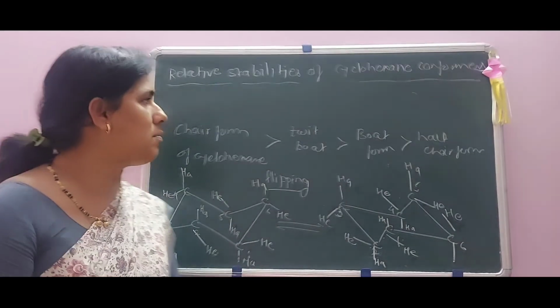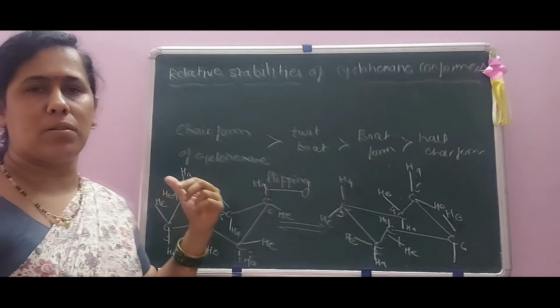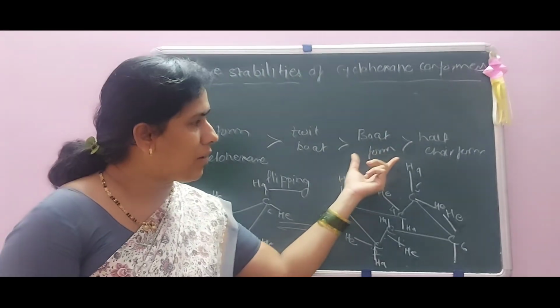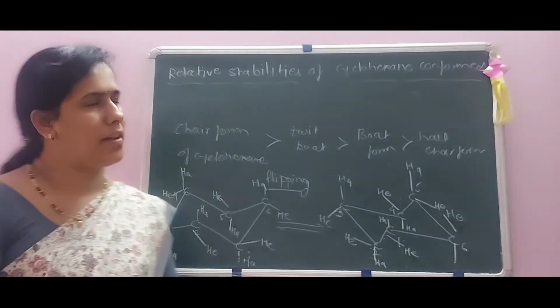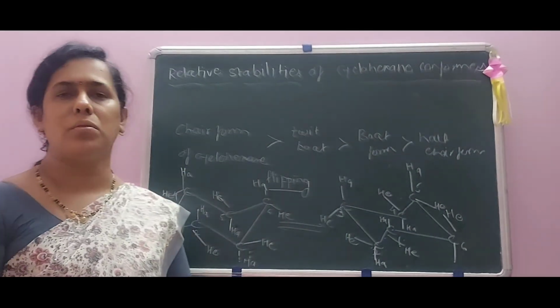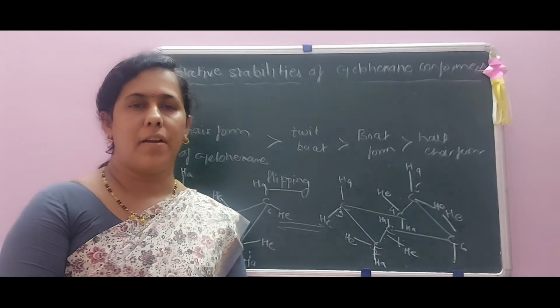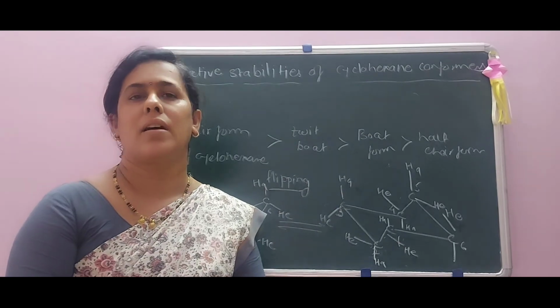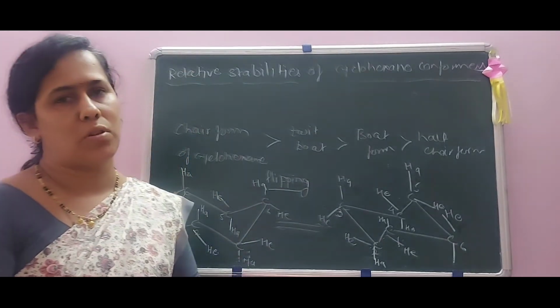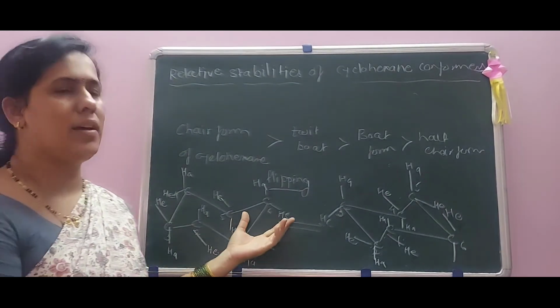Which is the most stable conformer? The chair form of cyclohexane is the most stable, and the half chair form is the least stable one here. In the next lecture, we are going to discuss different points related to cyclohexane, that is, the monosubstituted derivatives of cyclohexane. Okay, thank you.